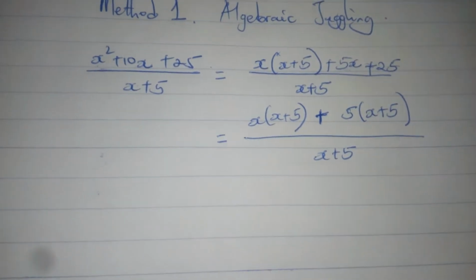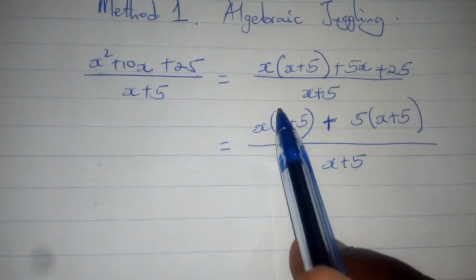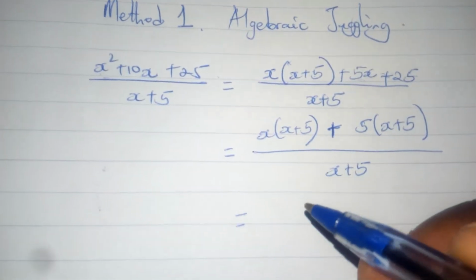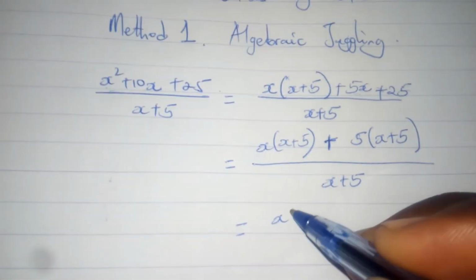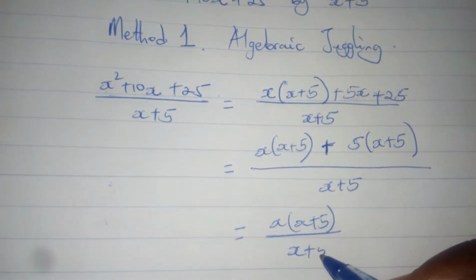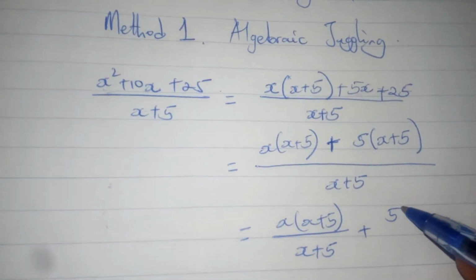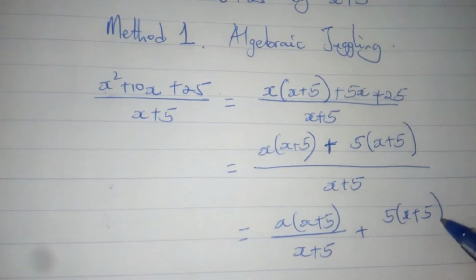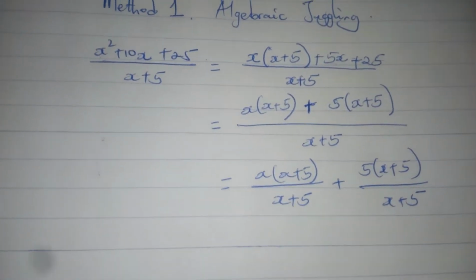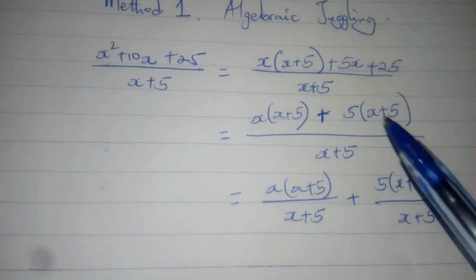Then what next will we do? We now see we have two different terms. We can separate each to have its own denominator: x into x plus 5 out of x plus 5, plus 5 into x plus 5 out of x plus 5. I think we are familiar with that, because if you add this, you go back there.